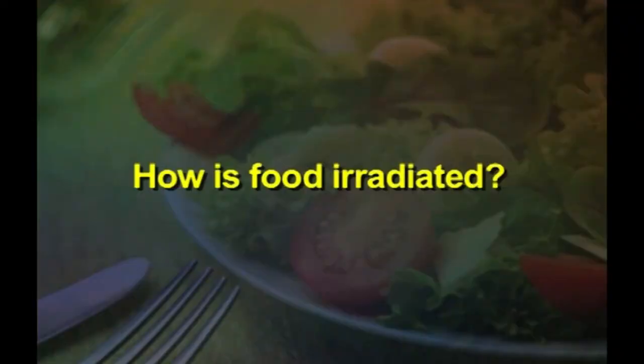How is food irradiated? Bulk or packaged food passes through a radiation chamber on a conveyor belt. The food does not come into contact with radioactive materials, but instead passes through a radiation beam like a large flashlight. The type of food and the specific purpose of the radiation determine the amount of radiation, or dose, necessary to process a particular product.